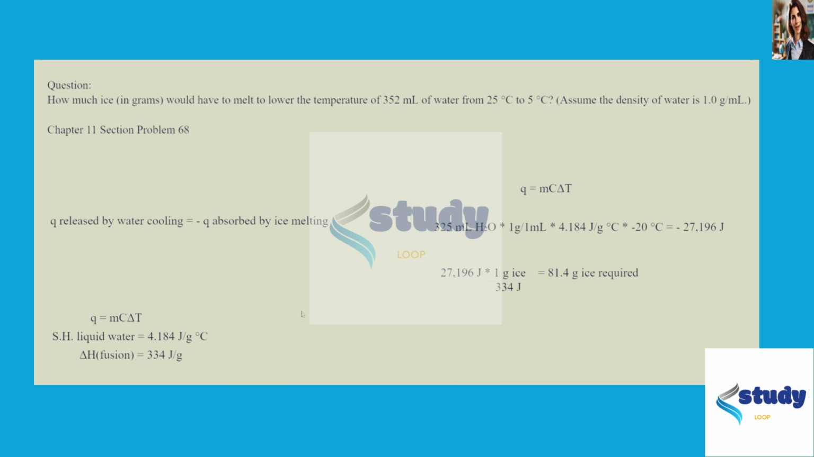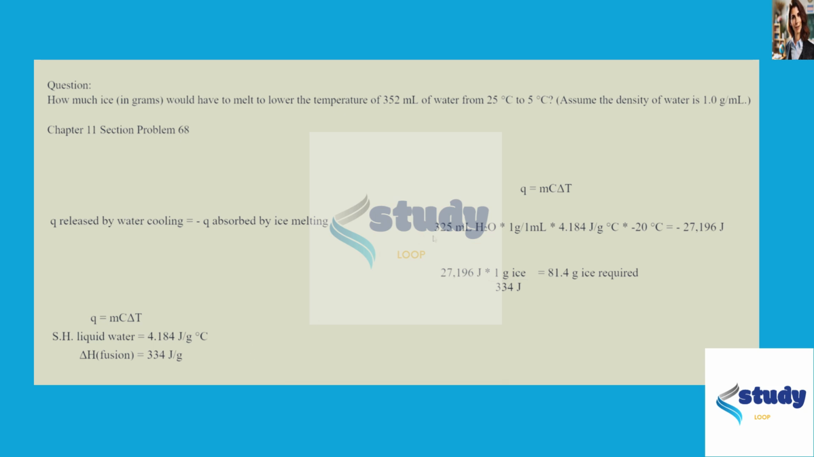And we need two constants here, the specific heat of the liquid water, which is 4.184 joules per gram per degree Celsius, and the heat of fusion of the ice, which is 334 joules per gram. You might also be able to look this up as 6.02 kilojoules per mole, but since we're working in grams here, we can just stick with that one.